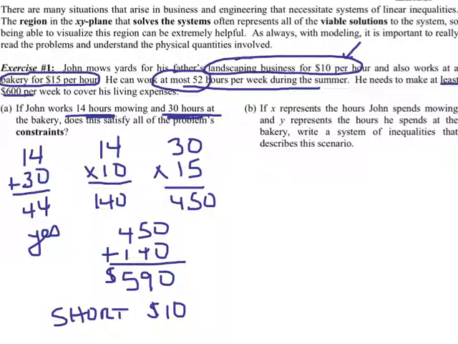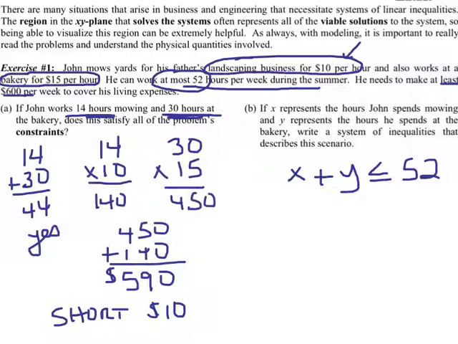All right, part B says, if X represents the hours John spent mowing, and Y is the hours spent at the bakery, write a system of inequalities. Well, here we go. This is not that hard. What did I do in the first part? I took the hours at the bakery and mowing to get a total. So I would take the hours at the mowing, that's X, plus the hours at the bakery, Y, and we said that had to be at most, so it has to be less than or equal to 52 hours.